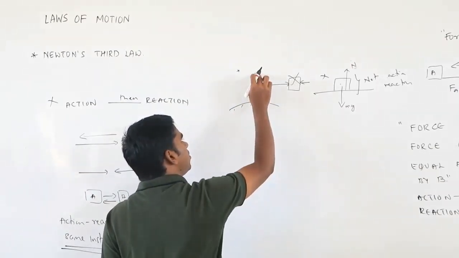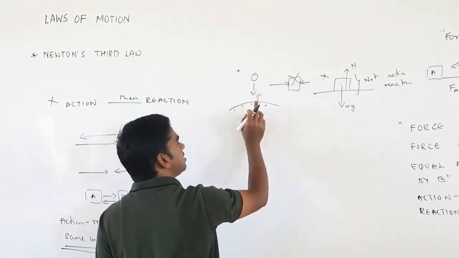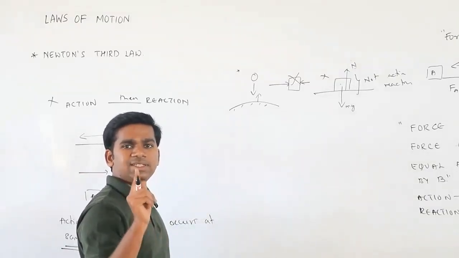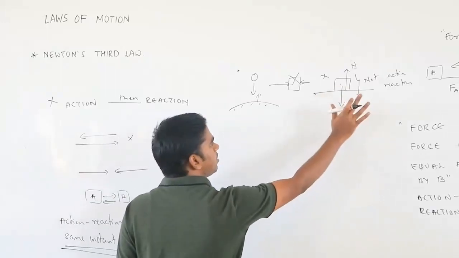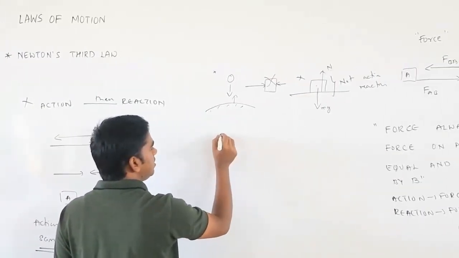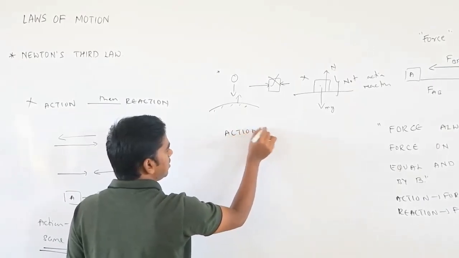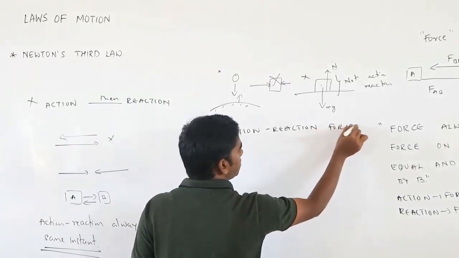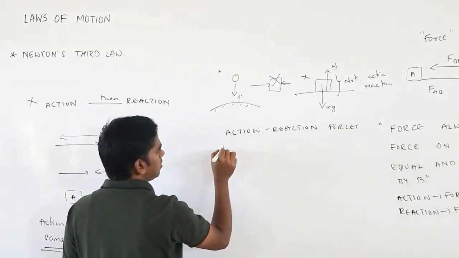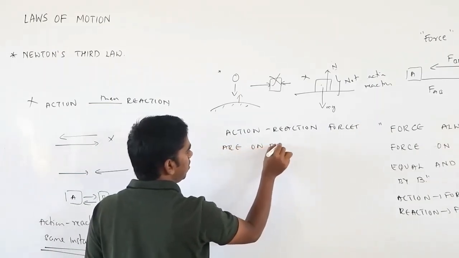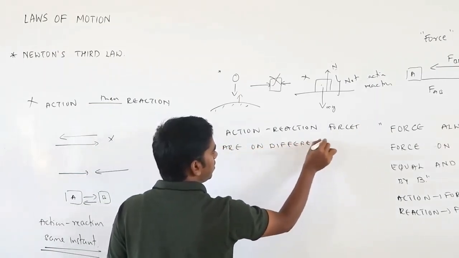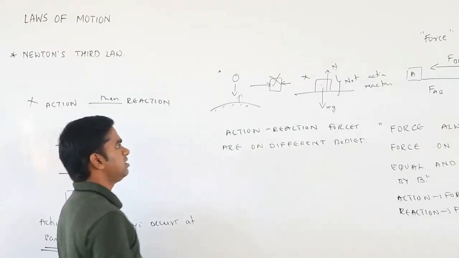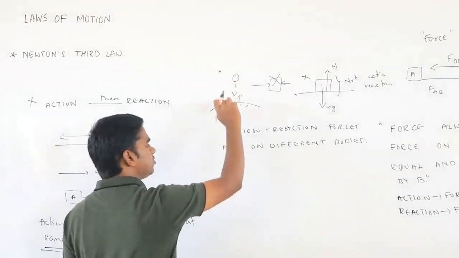Earth will act some force on the body, and the body will act some force on the Earth at the same instant of time. So these two are not an action-reaction pair, because they are acting on the same body. So same body will not be applicable. What statement I can give is that action-reaction forces are on different bodies, not on the same body. If action is on one body, reaction should be on another body.